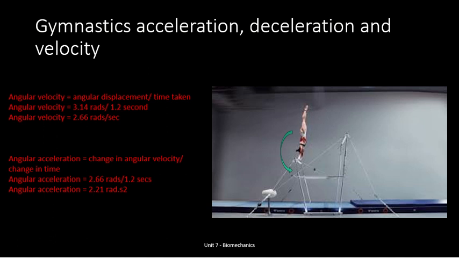And then for angular acceleration and deceleration, the equation is the change in angular velocity over the change in time, and the angular acceleration, as we know, the change of velocity is from 0 to 2.66, so that's the angular velocity. And then the change in time is 0 to 1.2 seconds, therefore meaning that the angular acceleration is 2.21 radians per second squared, which would therefore be her acceleration from point A, where she starts, and point B, which is where she would end at the end of the arrow. And this would be the same for angular deceleration.